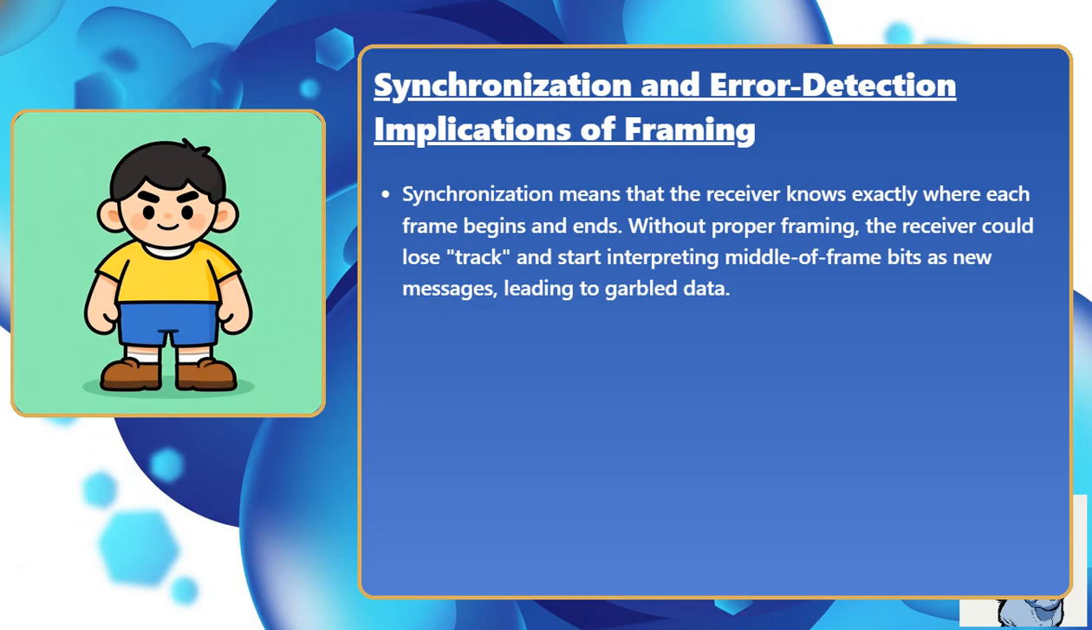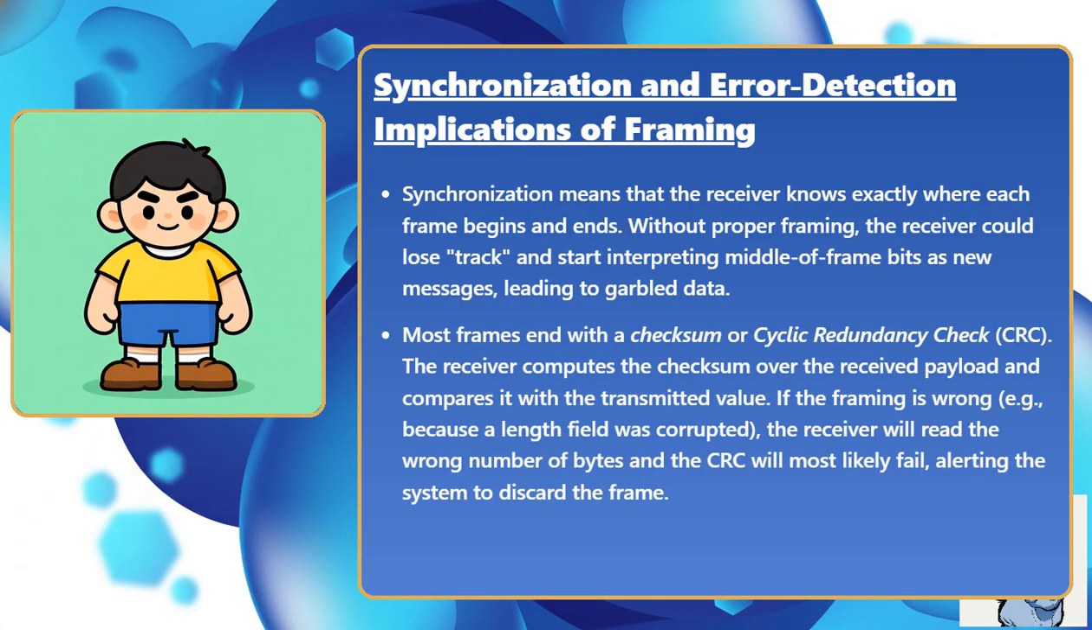Synchronization means that the receiver knows exactly where each frame begins and ends. Without proper framing, the receiver could lose track and start interpreting middle-of-frame bits as new messages, leading to garbled data. Most frames end with a checksum or cyclic redundancy check, abbreviated CRC.